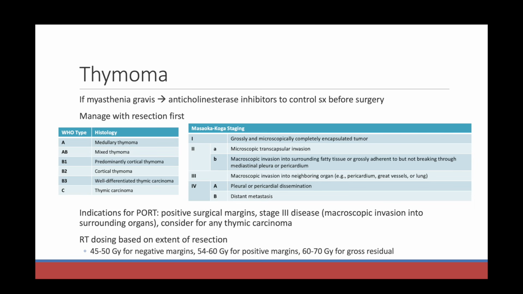And the dosing is based on the extent of resection. So we do 45 to 50 gray for negative margins, 54 to 60 gray for positive margins, and then 60 to 70 gray for gross residual. So I just remember 50, 54, and 60. So 50 gray for negative margins, 54 if it's positive, and then 60 if there's actual disease that you're treating.